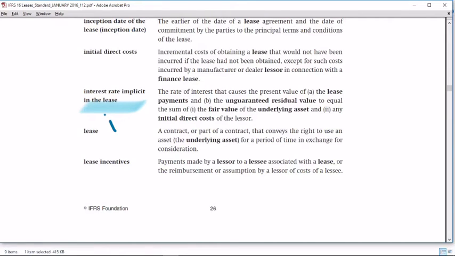We need I. So we need to use this definition to guide us towards the variables that are necessary to determine this interest rate. It is the interest rate that causes the present value of the lease payments. So we definitely have to input all the lease payments, including the amount payable under a residual value guarantee. The unguaranteed residual value, which will form part of the future value of the lessor, that would equal the sum of what? The fair value of the underlying asset and any initial direct costs incurred by the lessor.